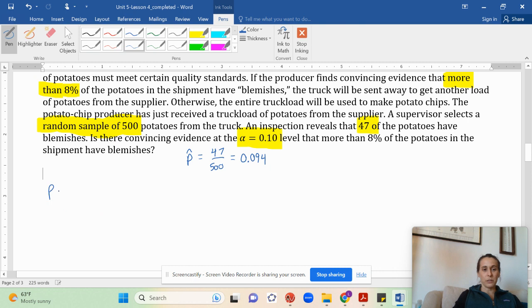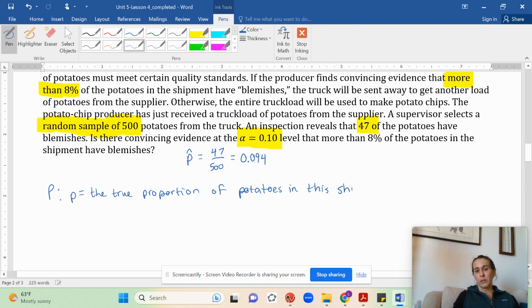So we're going to go through PHANTOMS. First, we want to define the parameter of interest. The parameter is p, because we want to know what is the true proportion of potatoes in this shipment with blemishes. We just have the proportion from the sample with blemishes, and we're going to use that to determine if we have evidence that the whole shipment has more than 8% blemishes.